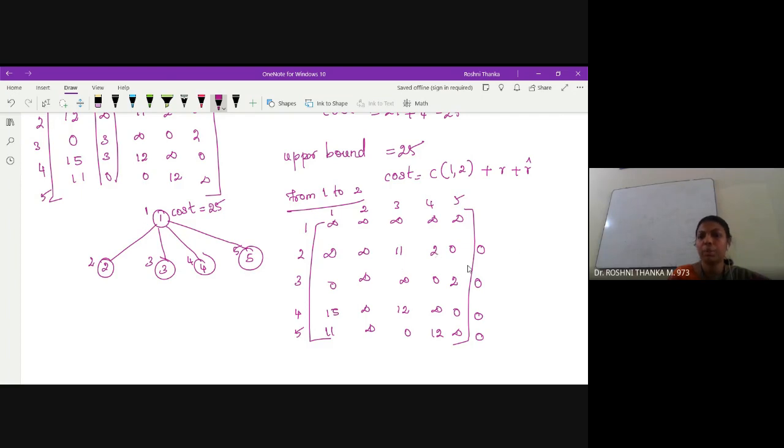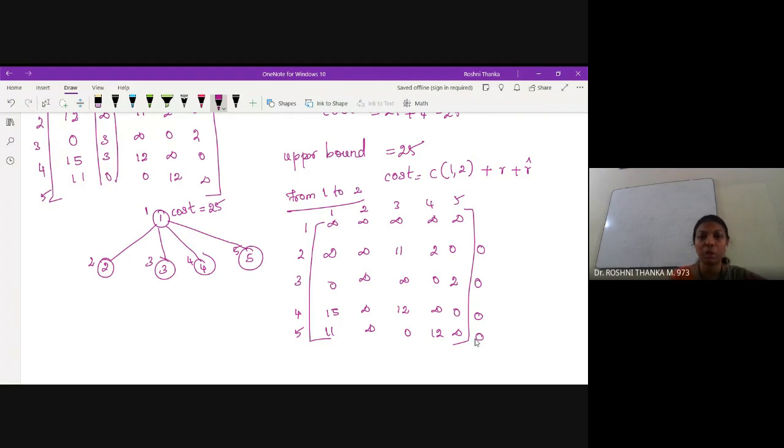Second row, minimum is 0. Here we got a 0. Here also minimum is 0. In this row also, the minimum value is 0. So in row wise, nothing to be done, because with this 0 you cannot subtract anything, you will get the same answer only. What is the next thing you have to do?